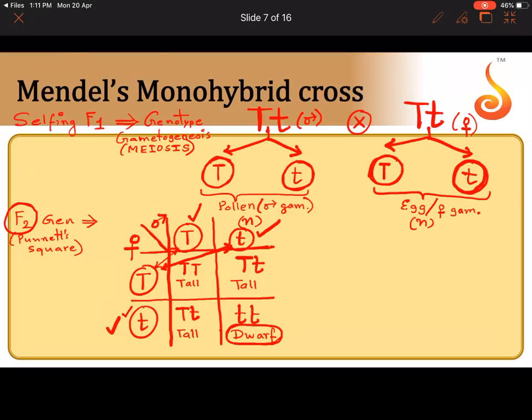Dwarf trait had reappeared. Remember, in F1 generation, none of them were dwarf. So he said that the dwarf trait disappeared because of dominance. But suddenly what has reappeared over here? Dwarf has reappeared. This is not the end of the scheme. You have to write the ratios. First you write 3:1. 3 of them are tall and 1 of them is dwarf. 3:1. So this is something which is visible to you, which is observable. So we call this the phenotypic ratio. All of you agree? Phenotypic ratio.